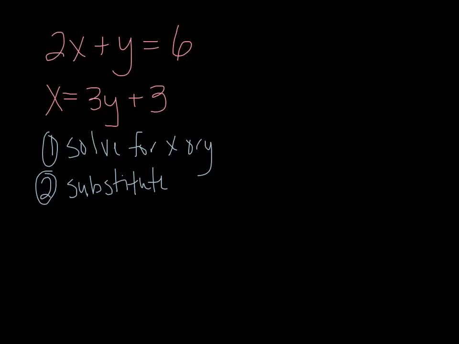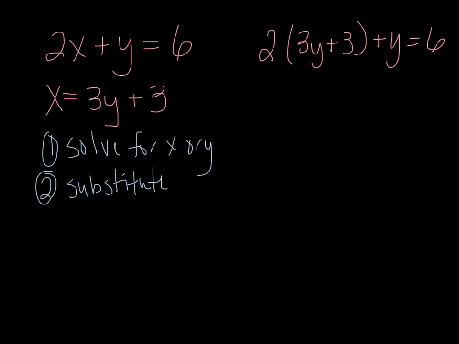Right, I am going to take my x, which is 3y plus 3, and plug it in for the x. So we have 2, and again, instead of the x, I'm going to put 3y plus 3 plus y equals 6. Now you notice here, there's only y's. If you had an x and a y here, you did something wrong. Okay, so there's only y's here.